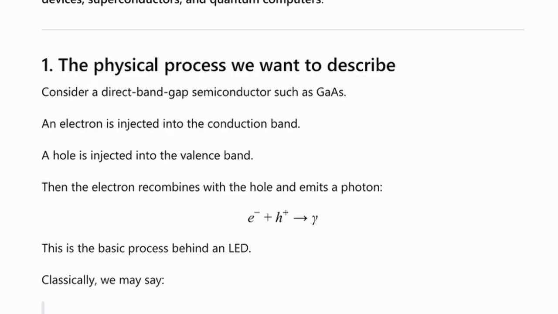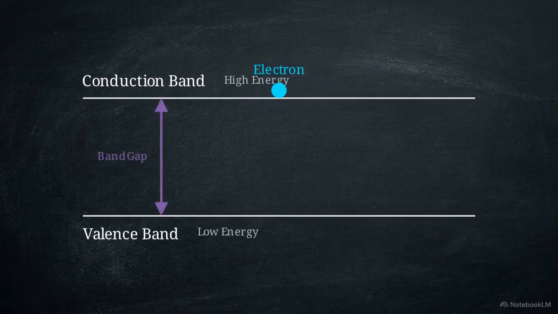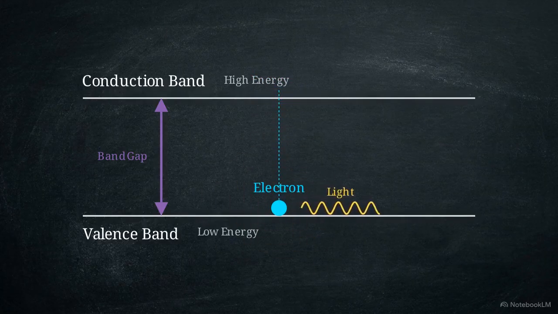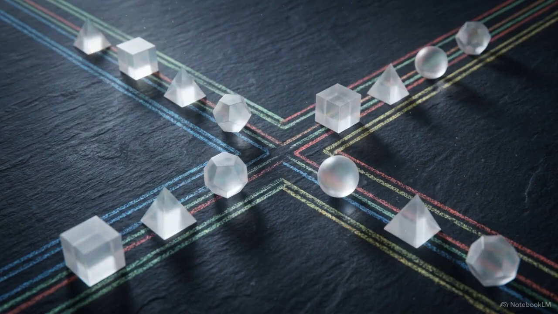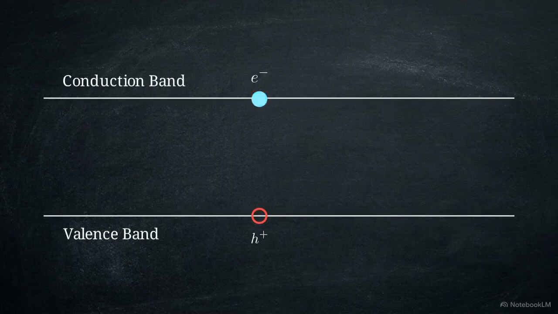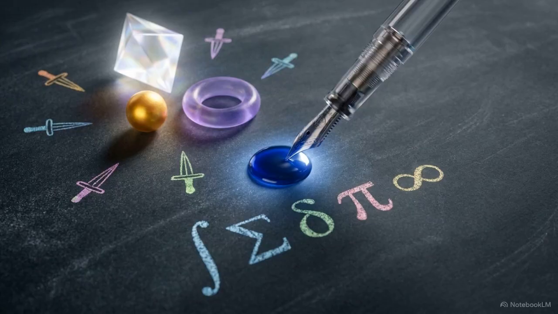This equation shows the baseline physical process behind an LED. An electron combines with a hole to emit a single photon. Classically, we might describe this as an electron simply falling to a lower energy state, but the strict quantum mechanical description is much more demanding. We have to track 3 simultaneous events. An electron disappears from the conduction band, a hole disappears from the valence band, and a photon appears in the electromagnetic field. This is where second quantization comes in.